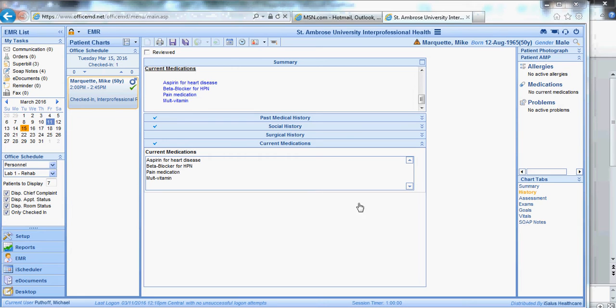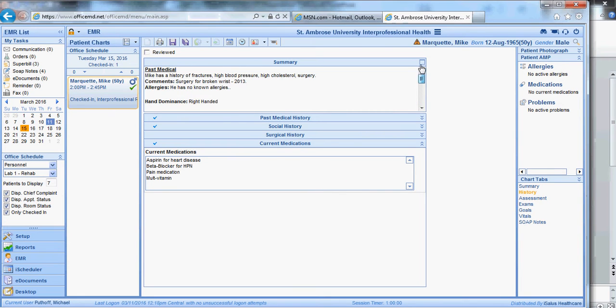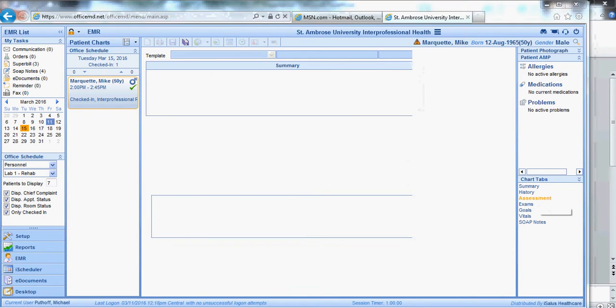This is my history. So this is information that carries across every single documentation. So every time I open up a chart and I click on history, this will be in there. Okay, so it pops up as we go. Again, it's good to hit save as we go. Let's go over to assessment now.